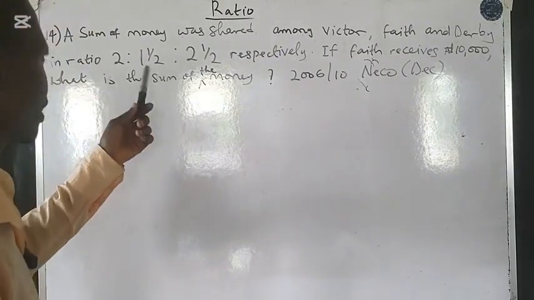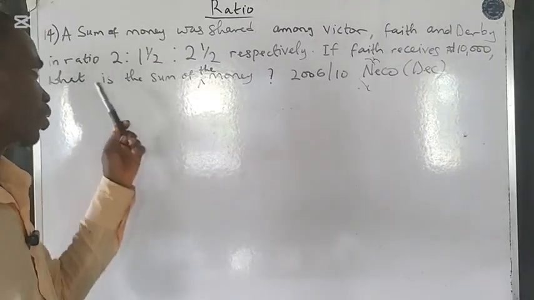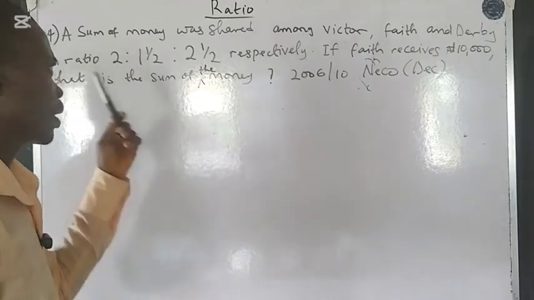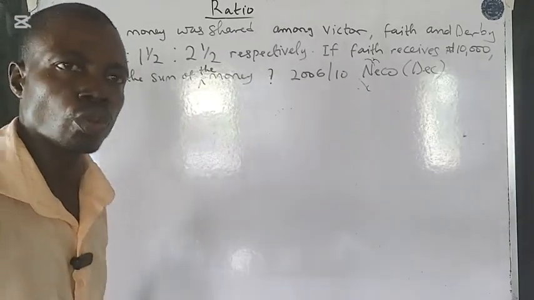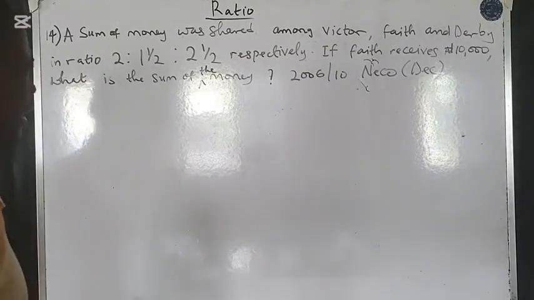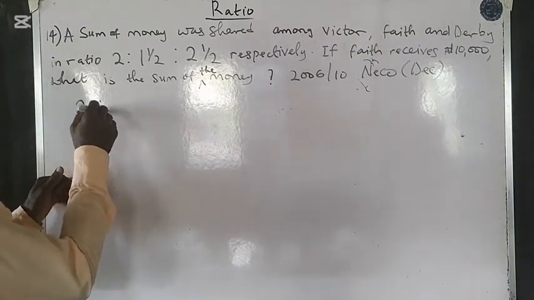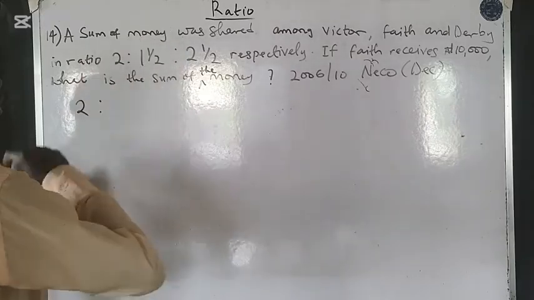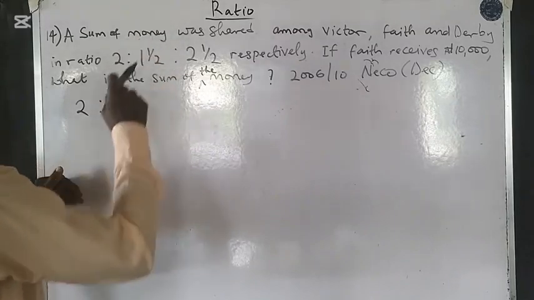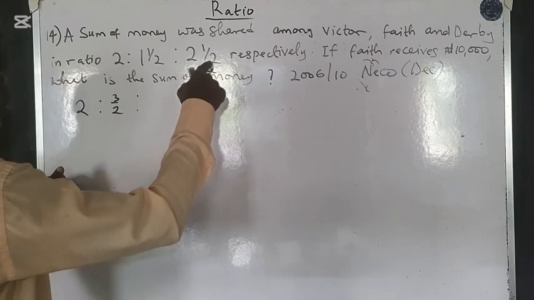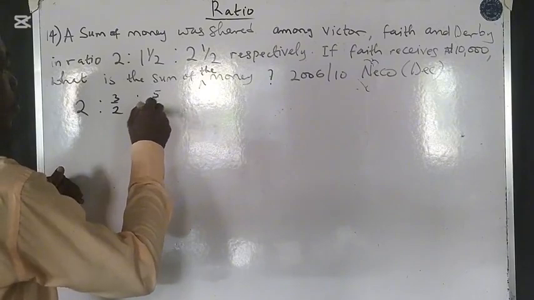And how do we do that? We first change the mixed number to improper fraction, and we use the LCM to multiply through, thereby converting the mixed number to whole numbers. Now let's do that. The first one is 2. This is 1.5. That will give us 3 over 2. 2 times 1 is 2, 2 plus 1, 3. 3 over 2. Ratio 2 times 2, 4, 4 plus 1, 5 over 2.